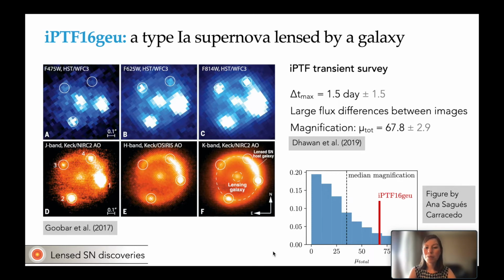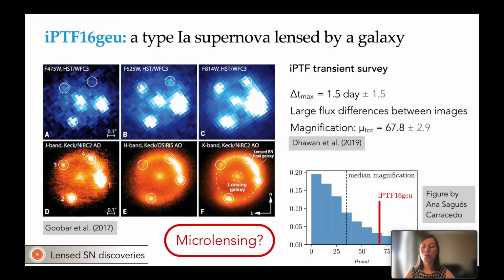Another thing is that the magnification of this lens system is quite high, so around 70 for the total magnification, which is definitely on the tail end of what we would expect. But of course this is also a selection effect which made it a lot easier to discover it. So there have been some speculations that these different flux ratios between the images and the high magnification in total could be explained by microlensing. And I will get back to this a bit later in the talk as well.